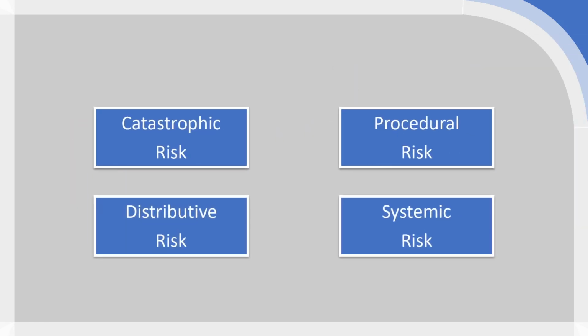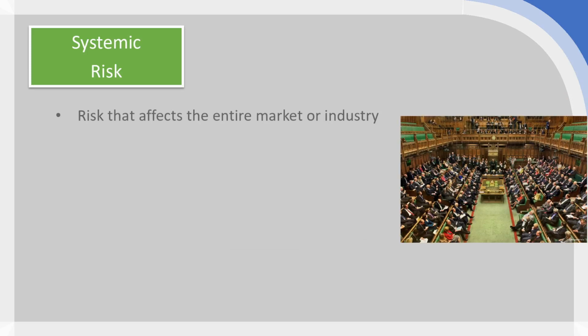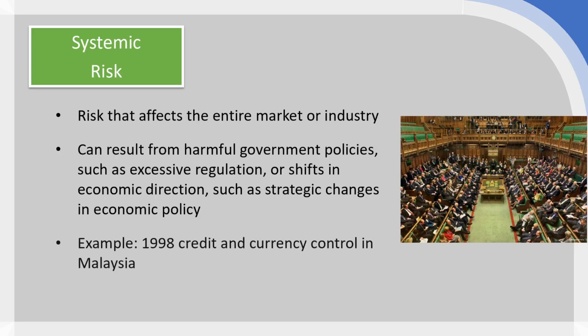If we move on and now look at the last of our four major risks, we have systemic risk. Now, this is not really a particular type of risk in the same way procedural risk is essentially corruption, but rather this is a risk which affects an entire country, entire market or industry.